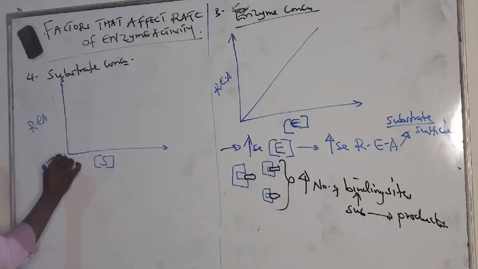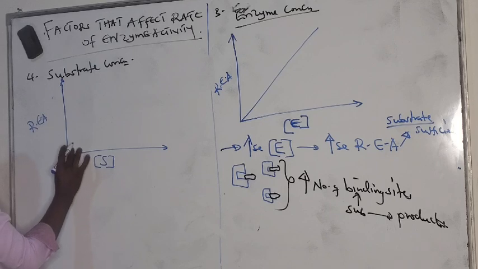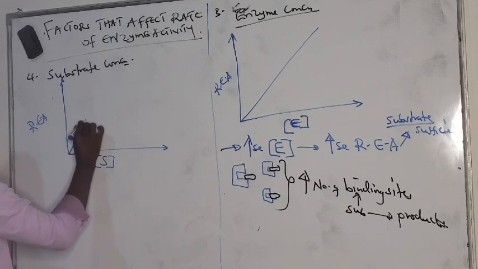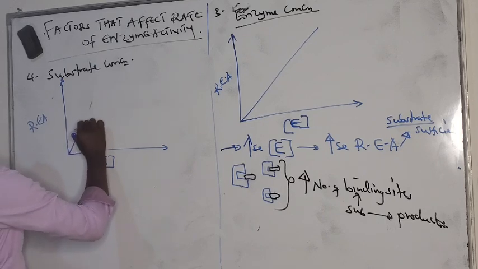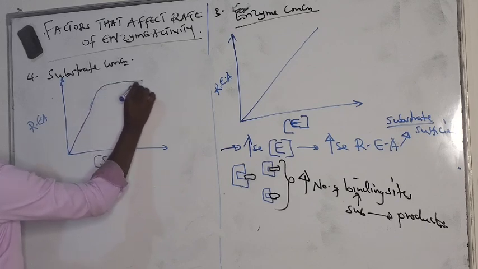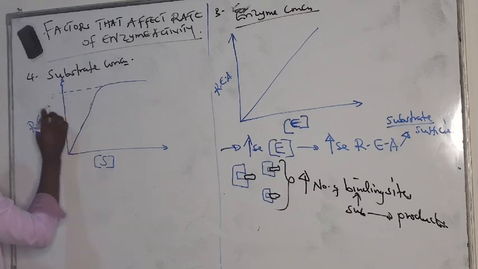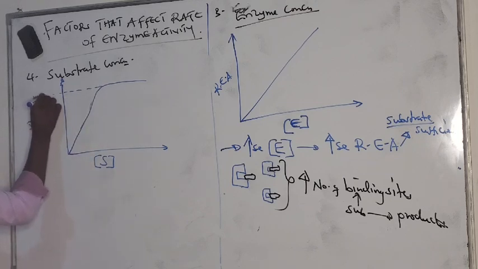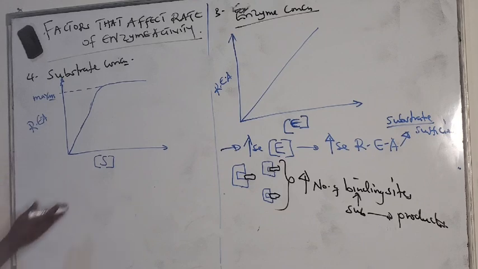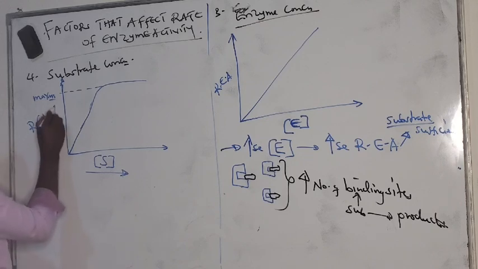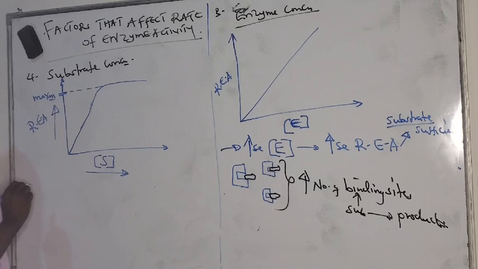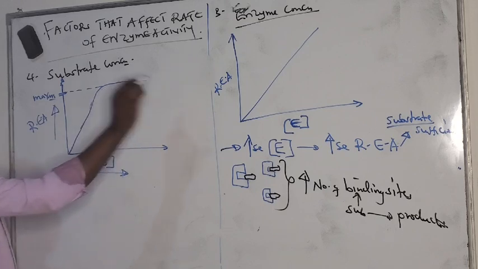So we are saying that an increase in substrate concentration increases the rate of enzyme activity up to maximum. As we increase the substrate concentration, the rate of enzyme activity also increases, but up to a maximum, beyond which it becomes constant.